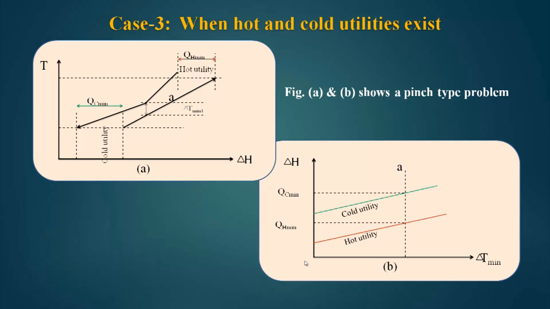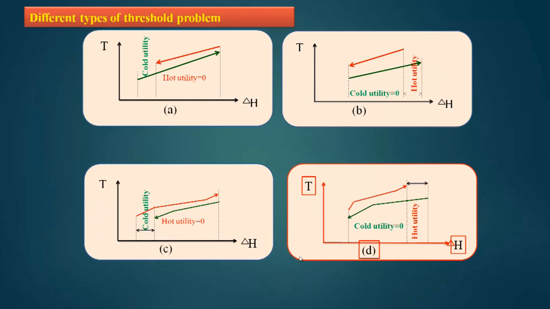That means we will not have any zone of delta T minimum where either cold utility demand or hot utility demand will remain 0, and hence it is not a threshold problem. Now, let us see, there are different types of threshold problems.